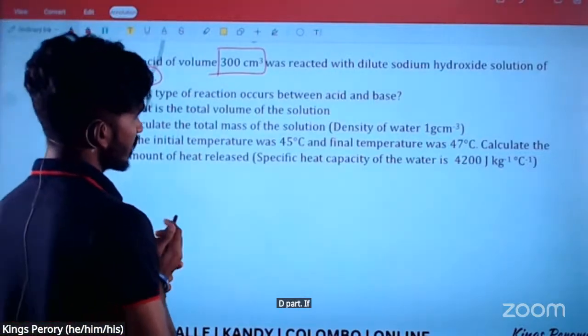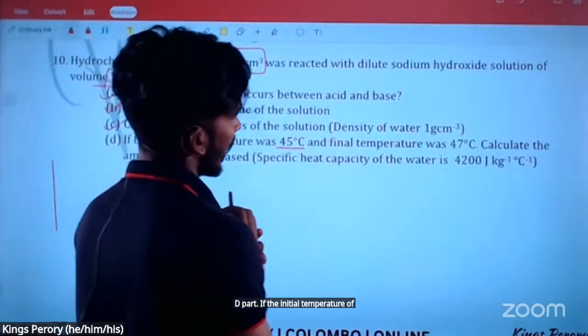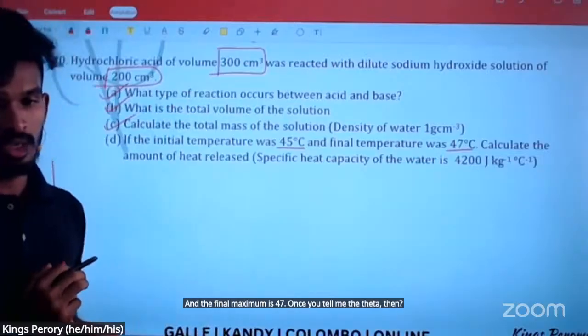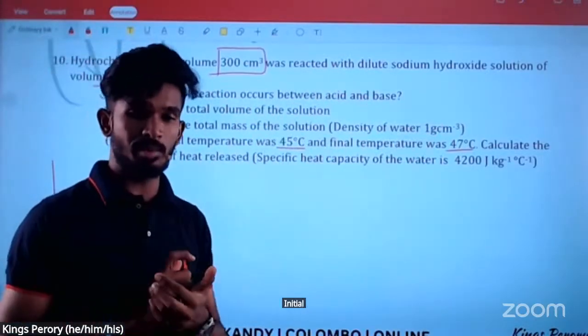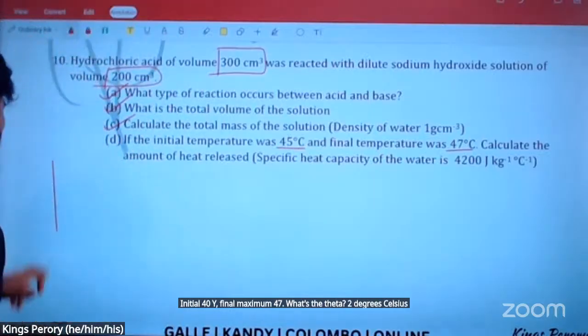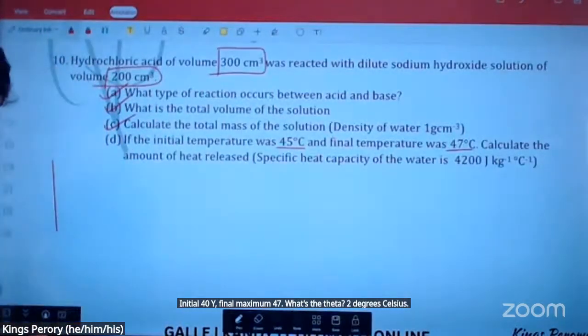D part. If the initial temperature was 45 and the final maximum is 47, one should tell me the theta then. Initial 45, final maximum 47. What's the theta? 2 degrees Celsius. Theta is 2 degrees Celsius.